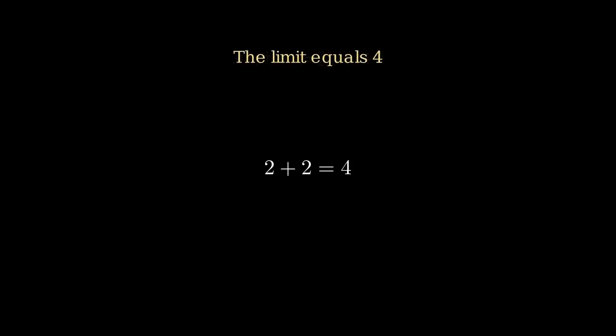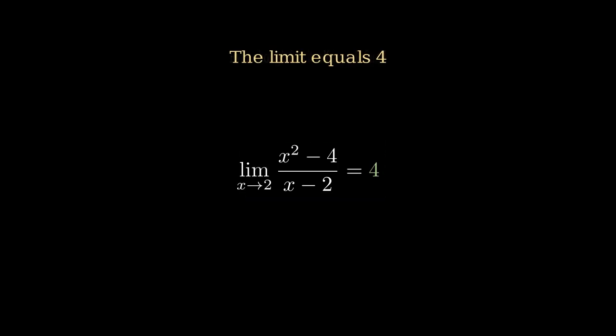So the limit as x approaches 2 of the quantity x squared minus 4 divided by x minus 2 equals 4, even though the original function itself is undefined at x equals 2.